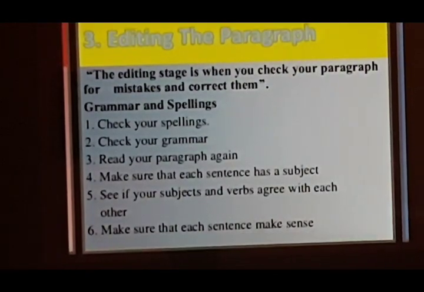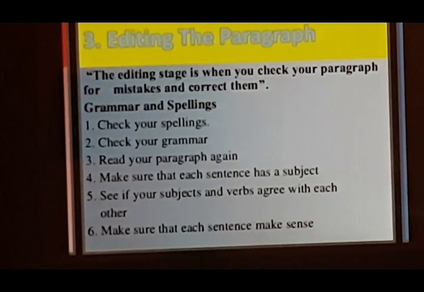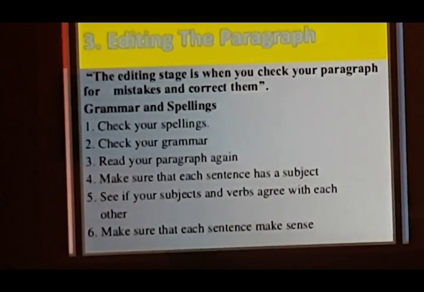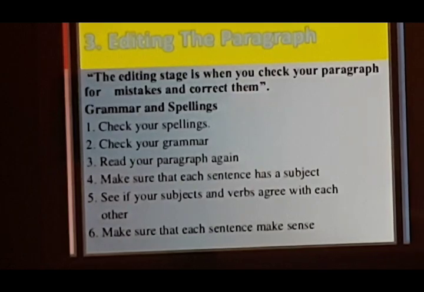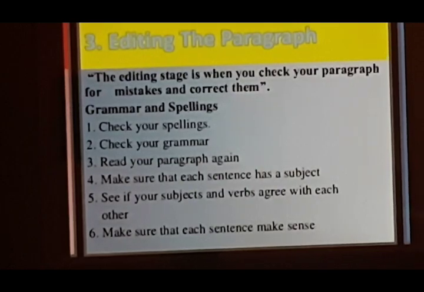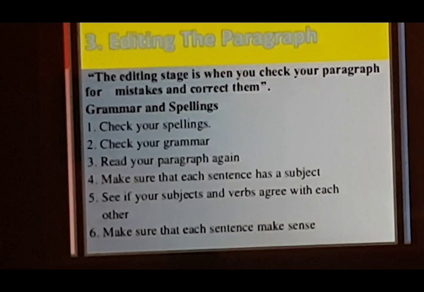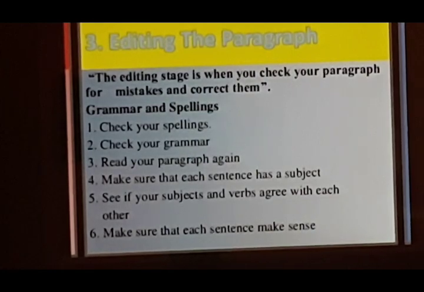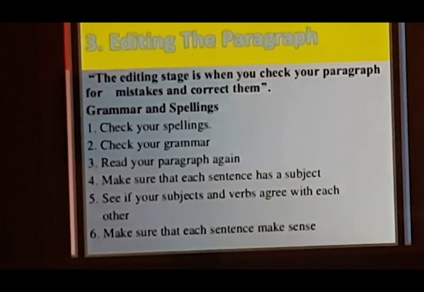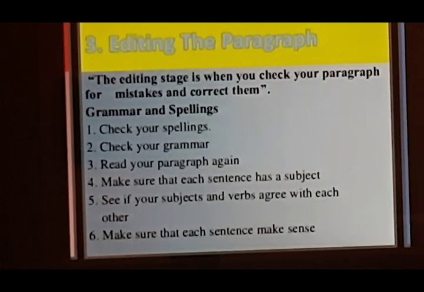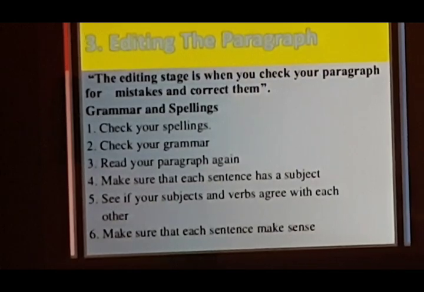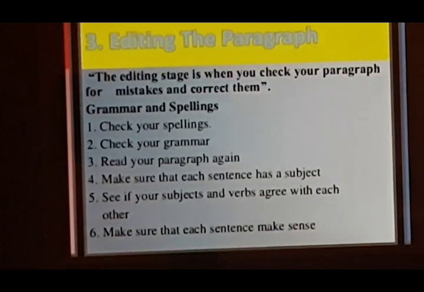Now, editing, correcting your mistakes. The editing stage is when you check your paragraph for mistakes and correct them. Grammar and spellings. Check your spellings. Check your grammar. Read your paragraph again. Make sure that each sentence has a subject, and see if your subjects and verbs agree with each other. Using correct grammatical language, make sure that each sentence makes sense.